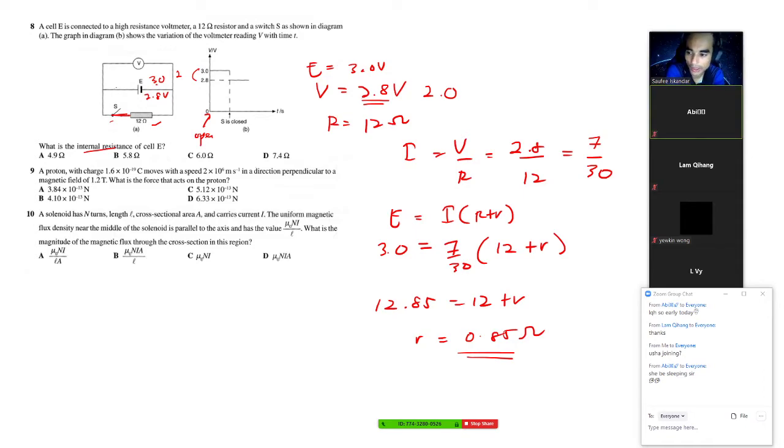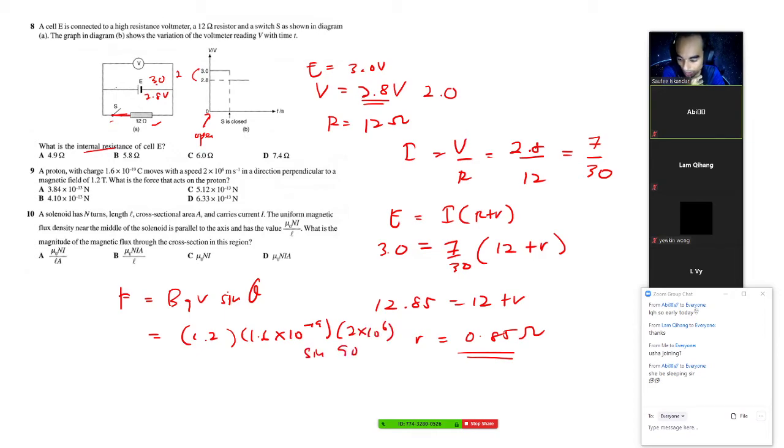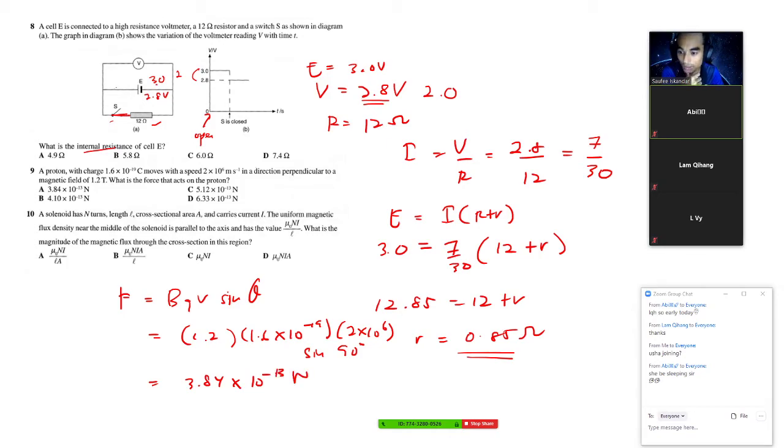So now move to question number 9. A proton with a charge of 1.6 times 10 power negative 19 coulomb moves with a speed in a direction perpendicular to a magnetic field of 1.2 tesla. What is the force acting on the proton? So F equals BQV sine theta. So 1.2 times 1.6 times 10 power of negative 19 times 2 times 10 power of 6 times sine 90 degrees. So the answer is 3.84 times 10 power of negative 13 newton. So the answer is A. It didn't ask for the direction, only for how much the force is. So we don't need to use Fleming's right hand rule or left hand rule.